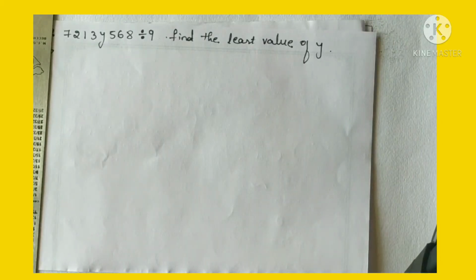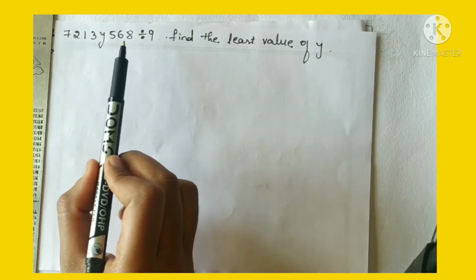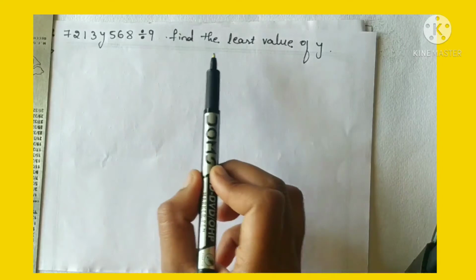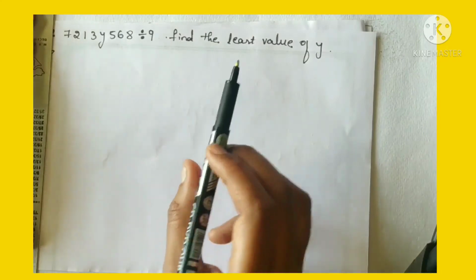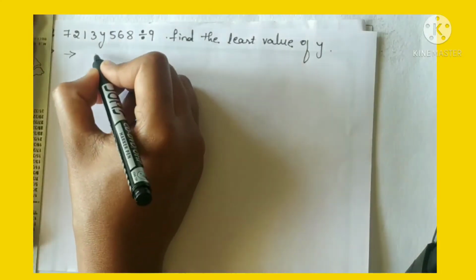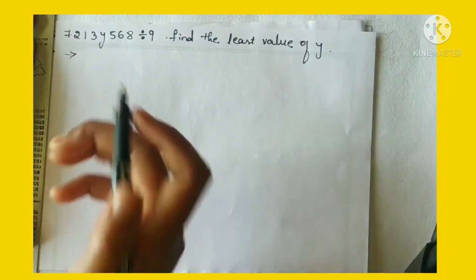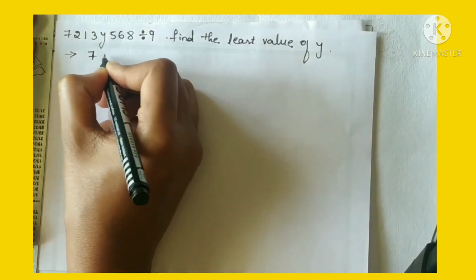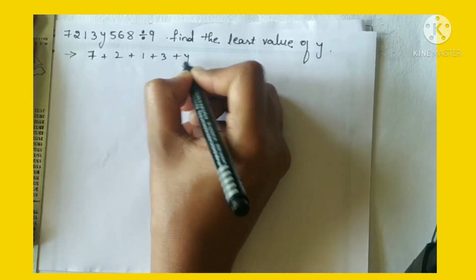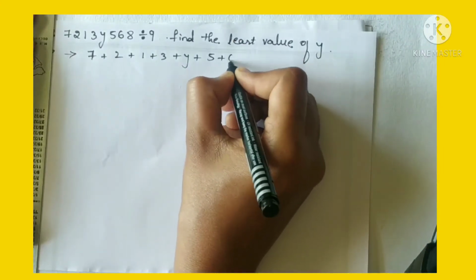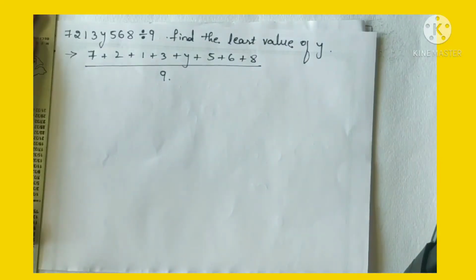One more example: 7 2 1 3 y 5 6 8 is divisible by 9. Find the least value of y. For this, I apply the divisibility rule of 9. The divisibility rule of 9 says the sum of the digits must be divisible by 9. So I take 7 plus 2 plus 1 plus 3 plus y plus 5 plus 6 plus 8, divided by 9.